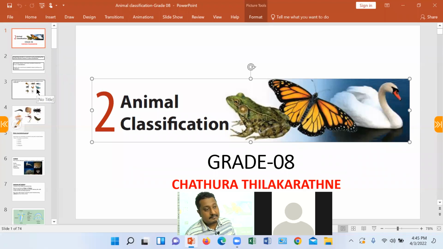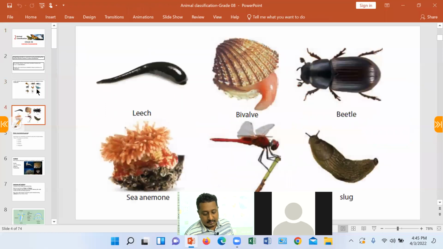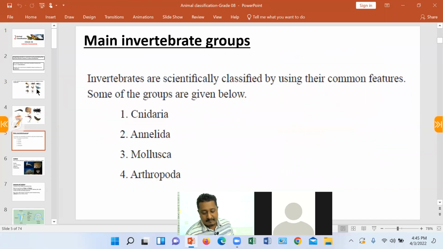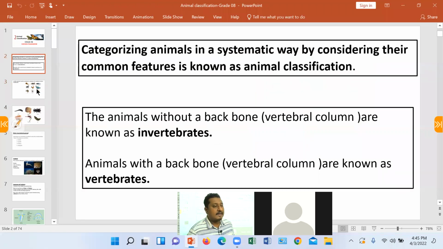We learned that mainly there are two groups. What are they? Vertebrates and invertebrates. Vertebrates means the animals with a backbone or vertebral column. Invertebrates means animals without a vertebral column, without a backbone. The basis of classifying them into these two groups is having or not having a vertebral column.